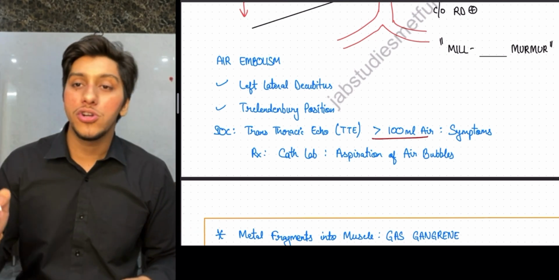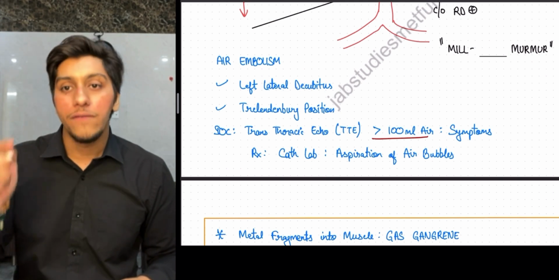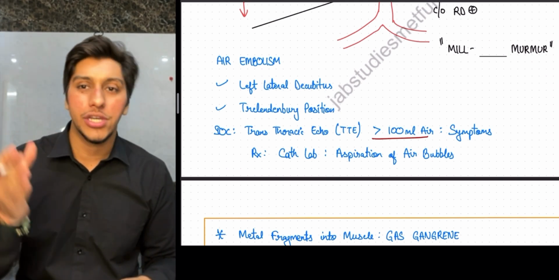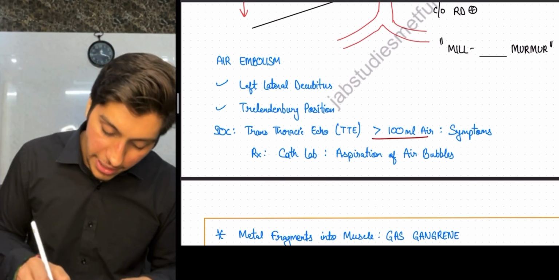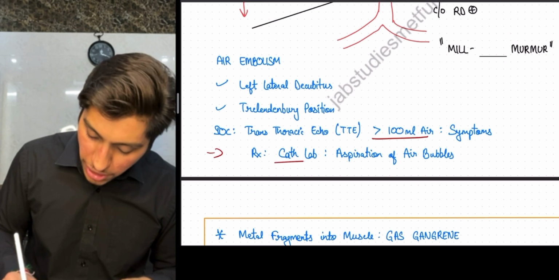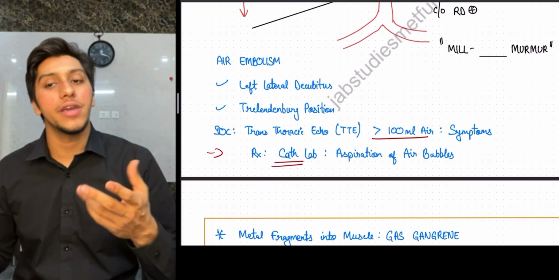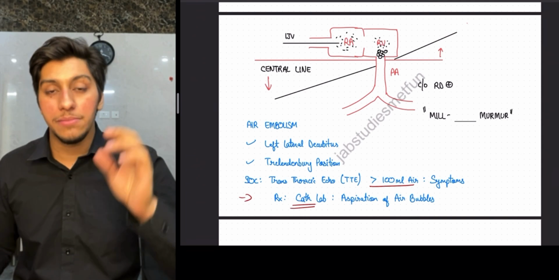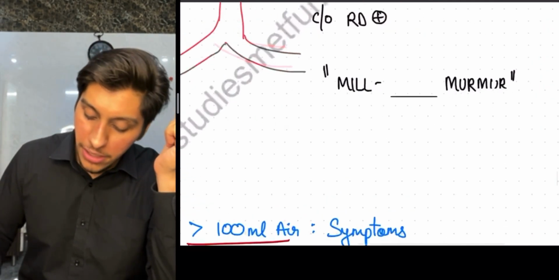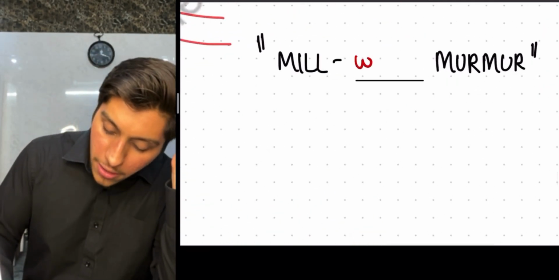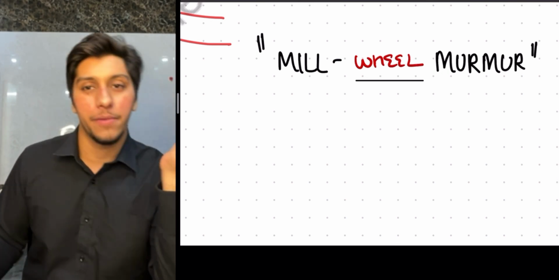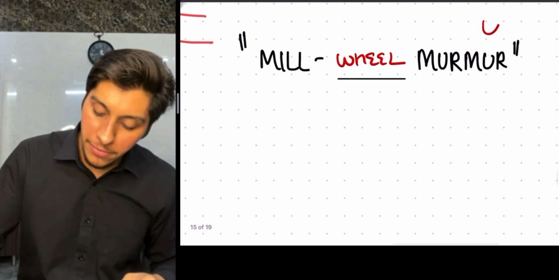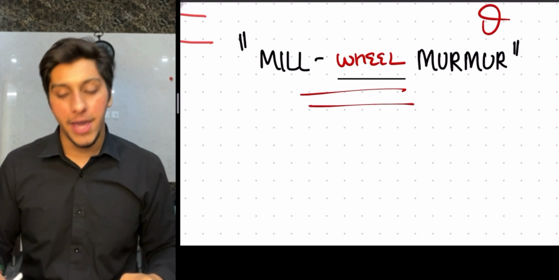Okay, it is going to be a transthoracic echo which will help us to find out, and that is the investigation of choice. At the end of the day, in case of air embolism guys, we have to go to the cath lab so that we can aspirate the air bubbles. In air embolism a specific murmur can be heard, and the murmur is known as guys Melville murmur. Okay, very important guys. Melville murmur is the murmur which you hear in case of air embolism.